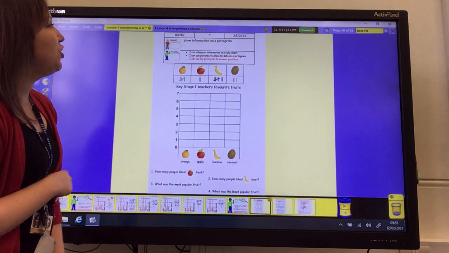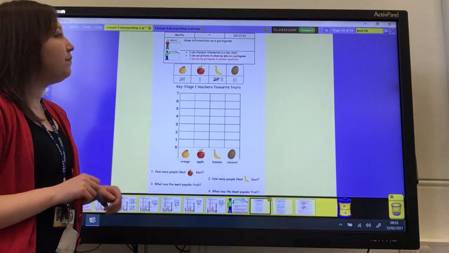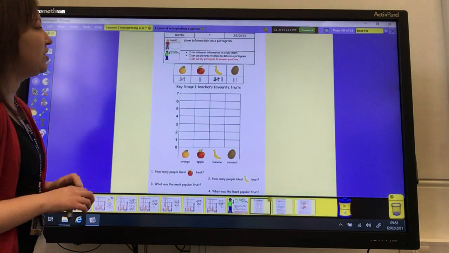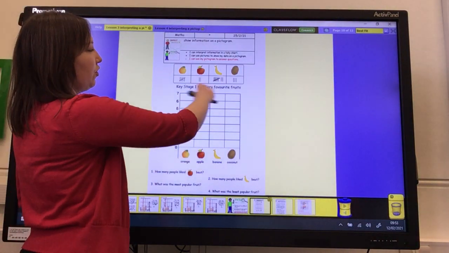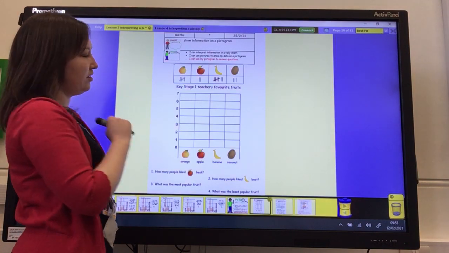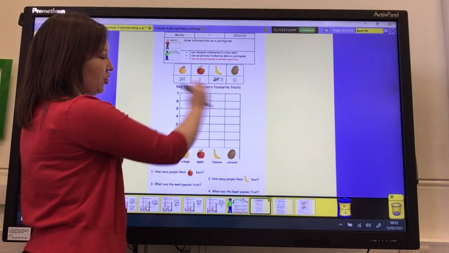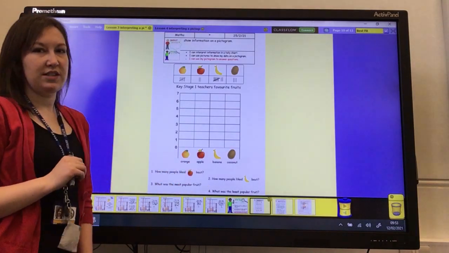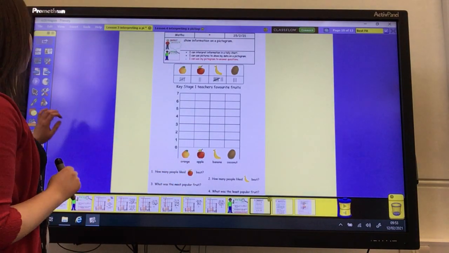So if you are doing the easy sheet today, then you are showing some information on a pictogram. So first of all, you've got the favourite fruits of the teachers, and you need to show me that information on the pictogram, and then you need to answer the questions at the bottom. So that's for our easy sheet.